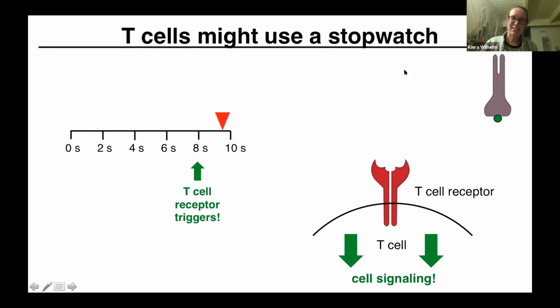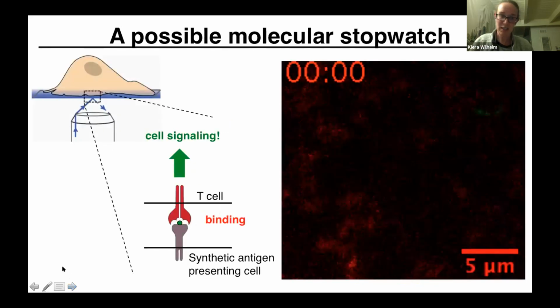And so what is this stopwatch, and how is it possible that this stopwatch is so sensitive to these single binding events? We address that question using a microscopy setup. In our experiments, we make a synthetic antigen presenting cell where we put our PMHC molecules. Then to this bilayer, we introduce T cells that have a T cell receptor that we know binds to this PMHC. And then we track the localization of various signaling proteins within the cell.